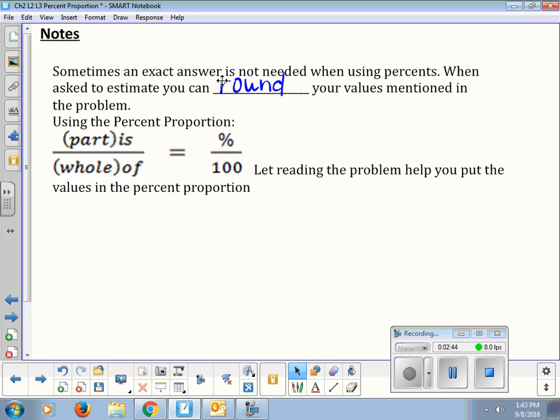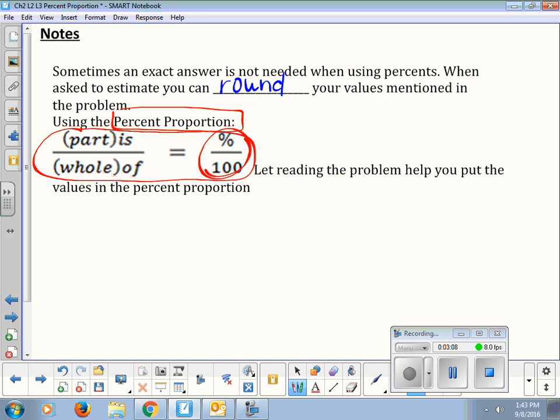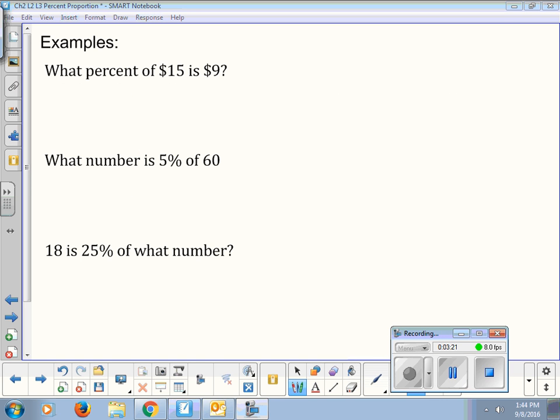Also, we're going over the percent proportion. For our percent proportion, we have it set up as part over whole equals percent over 100. Remember, percents are always out of 100, so this side of your proportion always is going to have your percent in your numerator and your 100 in the denominator. If you don't have a percent, that means we're solving for the percent. Our part is usually with the word is, and our whole is usually with the word of. So you can let reading the problem help you put the values into your percent proportion.